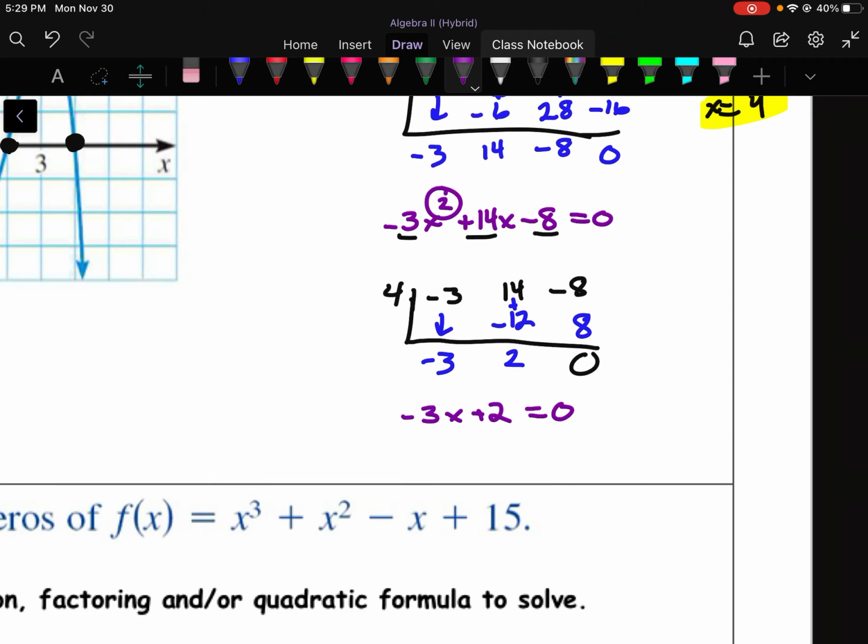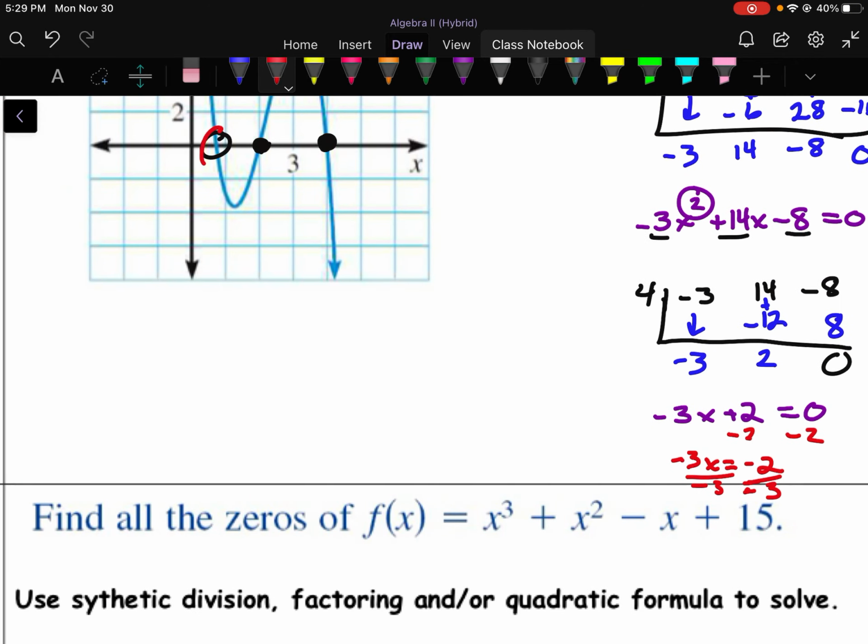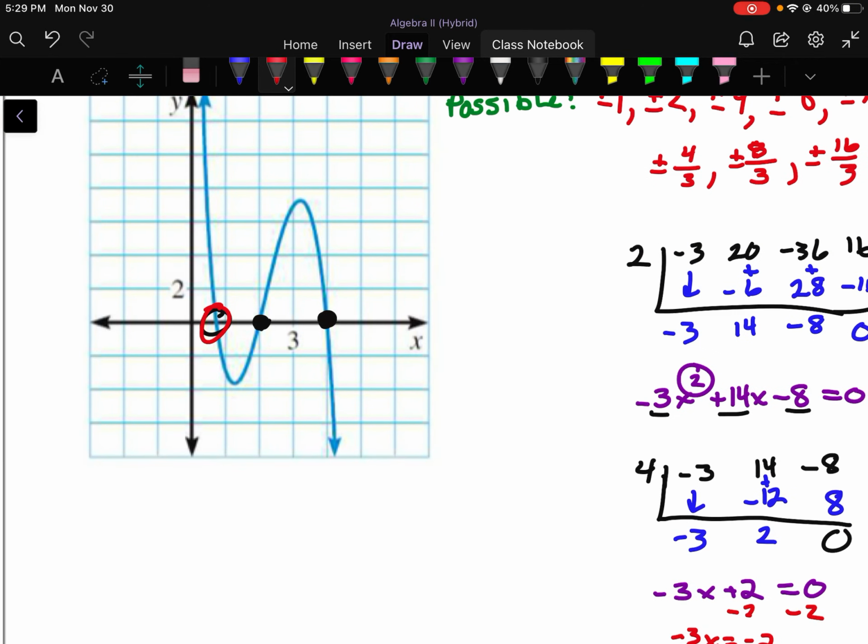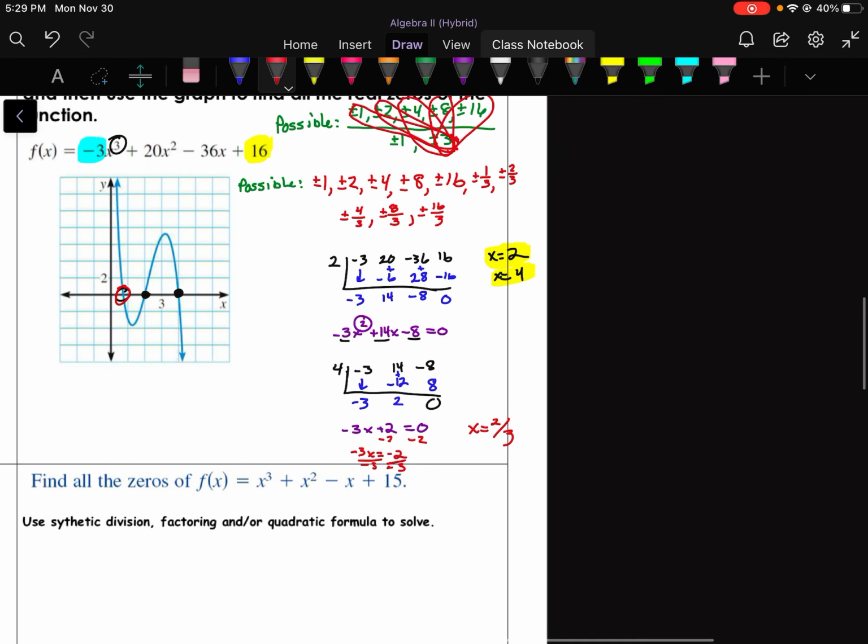And what that does for me is it gives me something much easier to work with. So I can subtract 2, -3x equals -2, divide by -3, and x equals 2/3, which is what that would be, but because it's not a nice point, I can't just guess based off my possible solutions. So there you go. Just want to show you something else. When you use your graph, you see 2 answers. I mean, just keep doing synthetic division if you don't really feel like doing the quadratic formula at this step or factoring. That works as well.